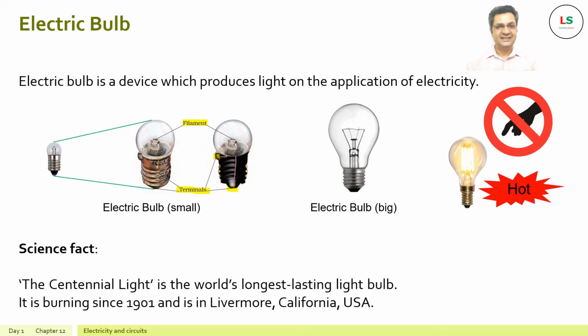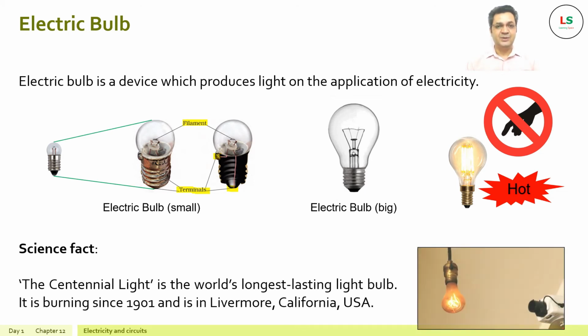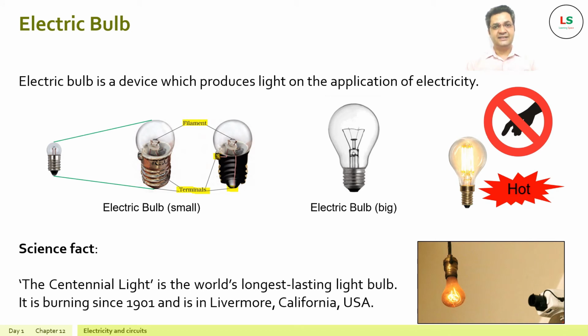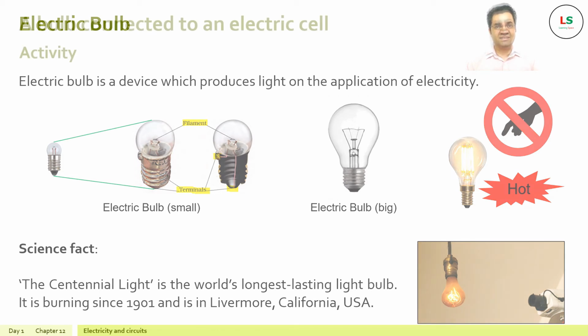Now a science fact. The Sentinel light is the world's longest lasting light bulb. It has been burning since 1901 and is in Livermore, California, USA. No one is allowed to touch the bulb or clean it, and it is constantly kept under camera surveillance.